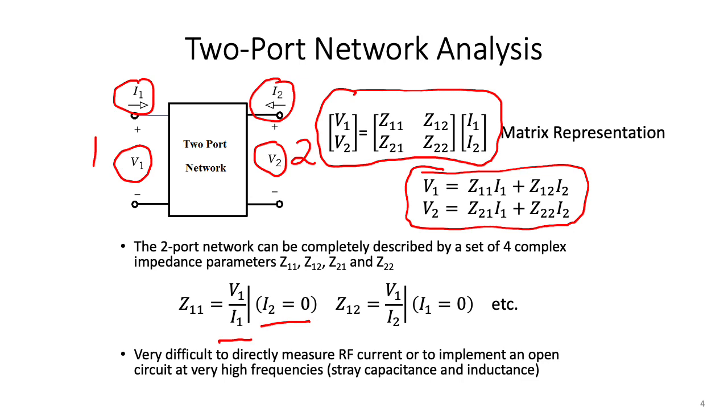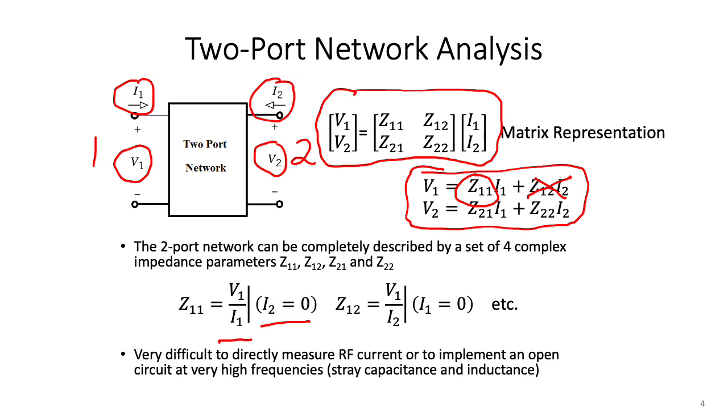And you can see that in this linear equation here. If I set I2 equals 0, this term vanishes, and V1 over I1 is purely Z11. It's similar to what you would have with a resistor, for example. The voltage over current is equal to the impedance.